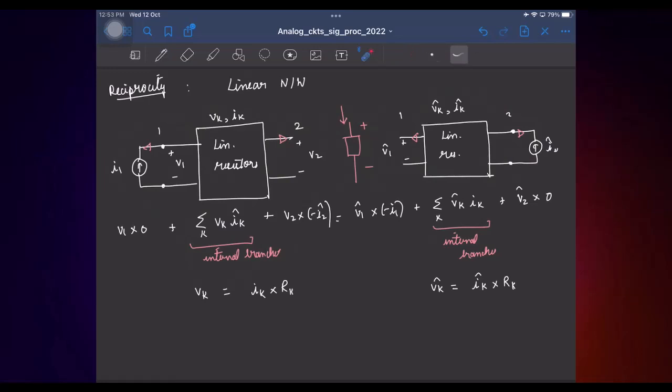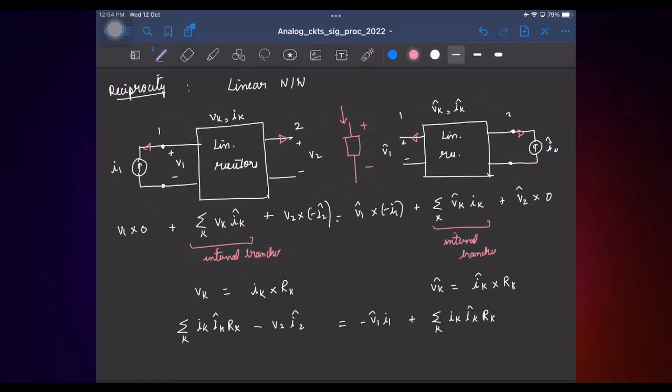cool. So now instead of Vk, I'll plug in this here. So what I'll have, first term is 0, second term is, I'll have Ik hat Rk minus V2 I2 hat, these two terms is equal to minus V1 hat I1 plus Ik hat Rk. Is that fine? The only change I have done is, instead of the branch voltages, I have replaced the branch voltage in terms of the branch current. Right? And since this is a network containing resistors, I can write the branch voltage to be branch current times some constant or some quantity. Cool.